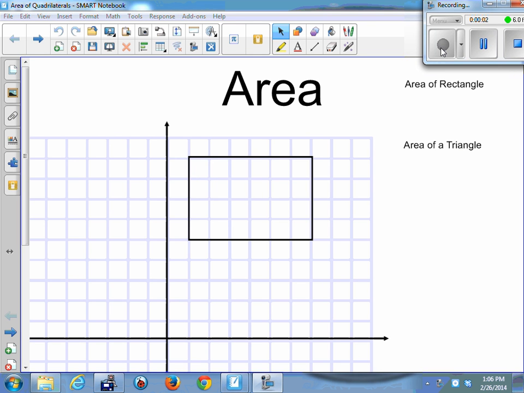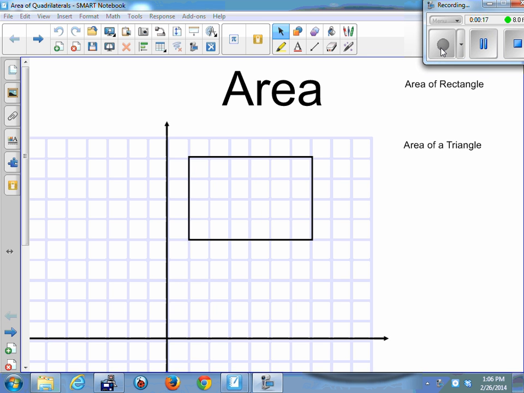All right, today we're going to start talking about the area of all these polygons. Today we're just going to do rectangle, triangle, and then we'll get into parallelogram today as well. All right, so area, first of all, is the amount of space that an object takes up.